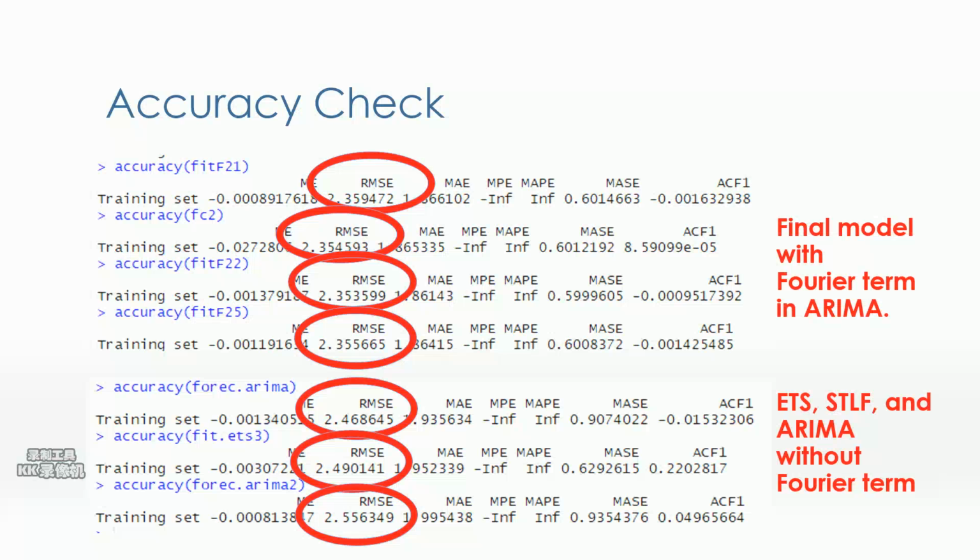Compared to before, the ARIMA model with the Fourier terms, which is above, has less RMSE than the STLF, ETS, and ARIMA models before. From 2.48 to 2.35, you can see it's very obvious, so it proved to be better than all the other models to fit and predict the data.